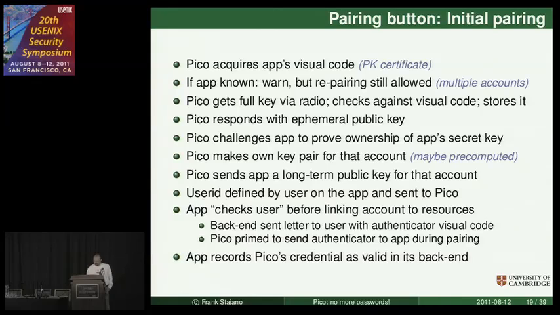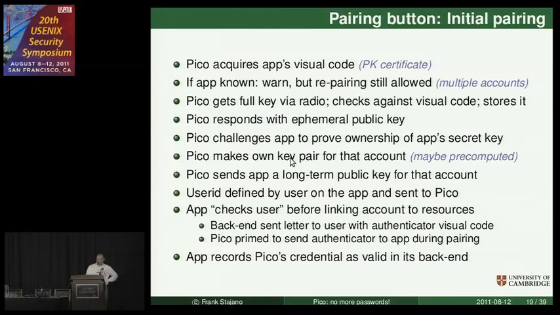So, where are we? If the app is known, then warn, but repairing is still allowed. That's what I just said. You can have multiple accounts. The Pico gets the full public key of the app through the radio, checks it against the visual code, because otherwise what's the point if you don't check, and stores it in one of the slots we saw earlier, responds with the ephemeral public key. That's the same as in the interaction that's done when the main button is pressed, challenges the app to prove ownership of the secret key.